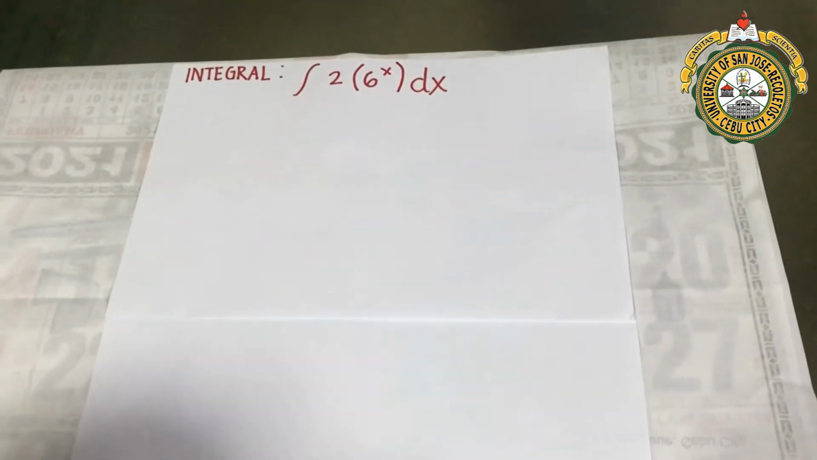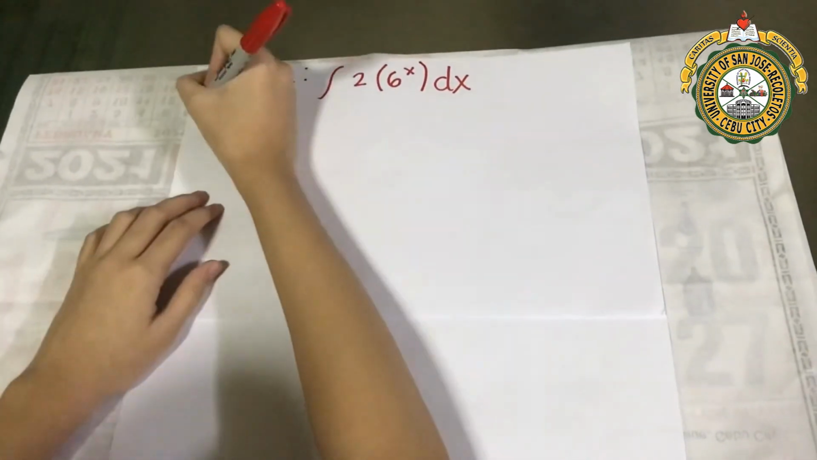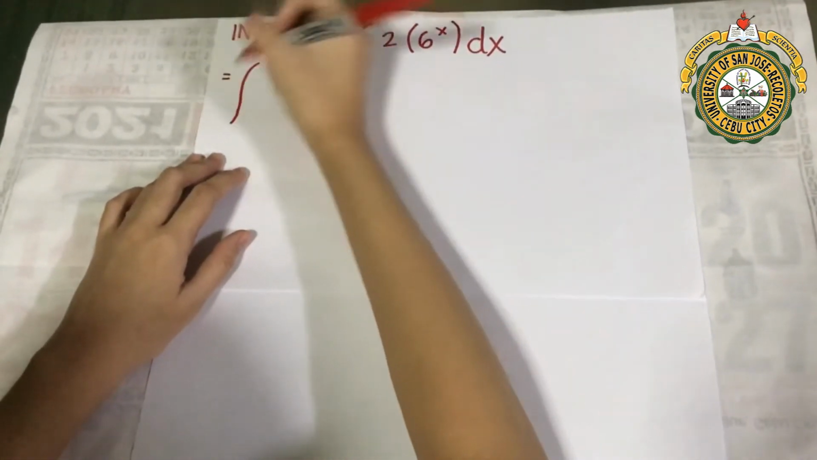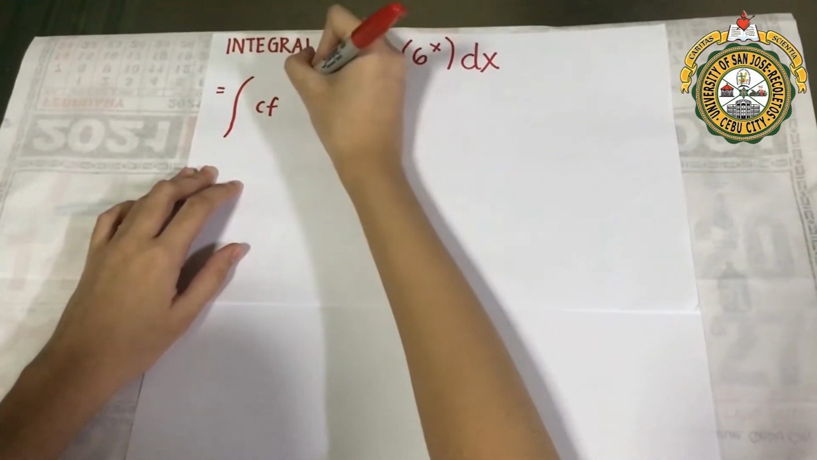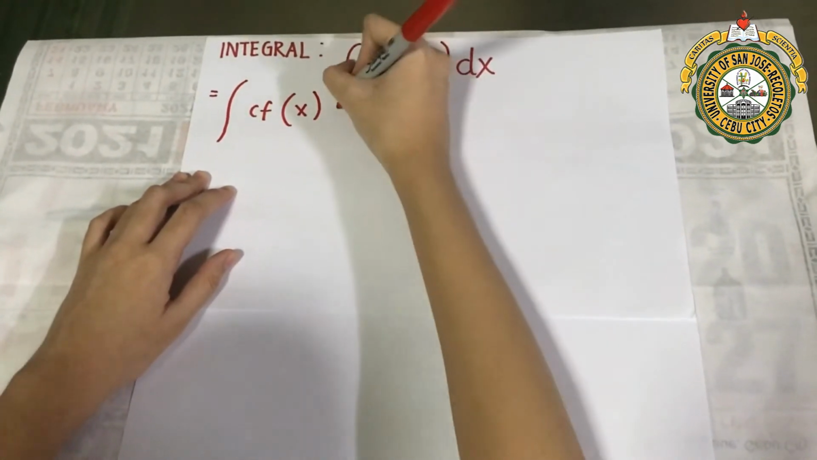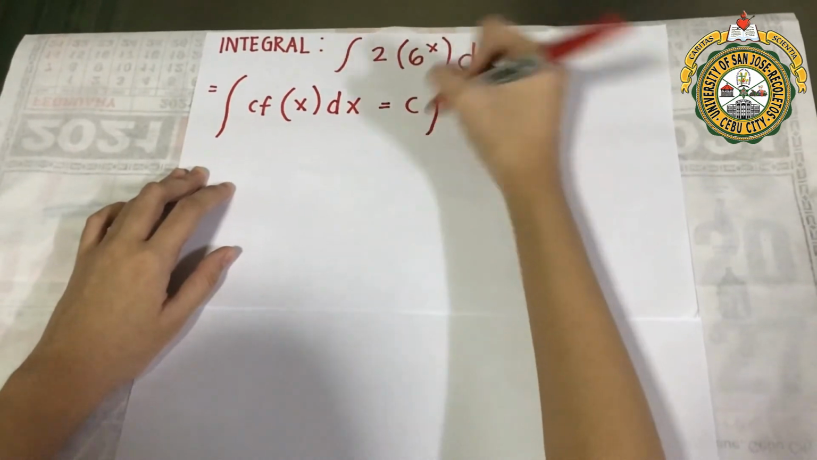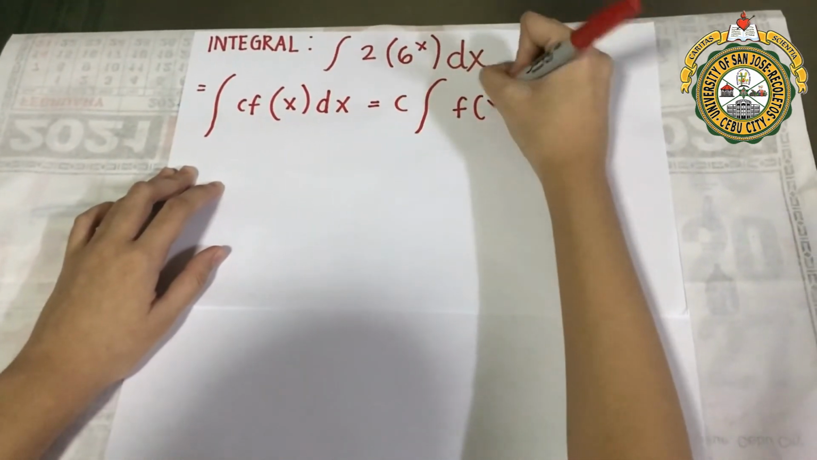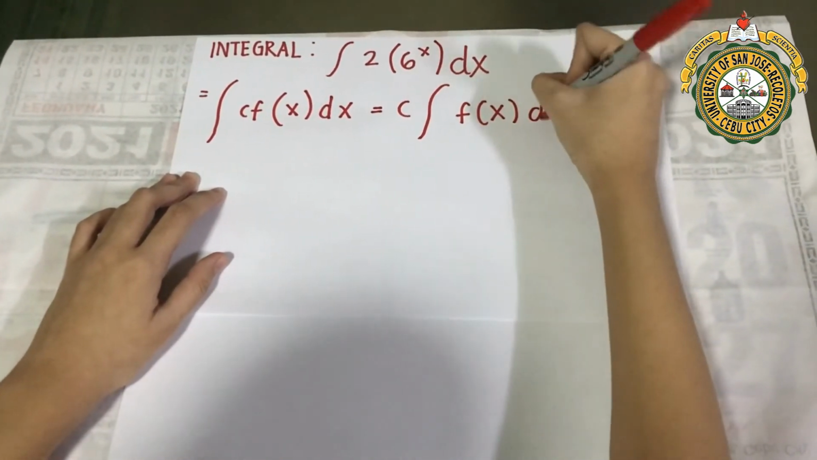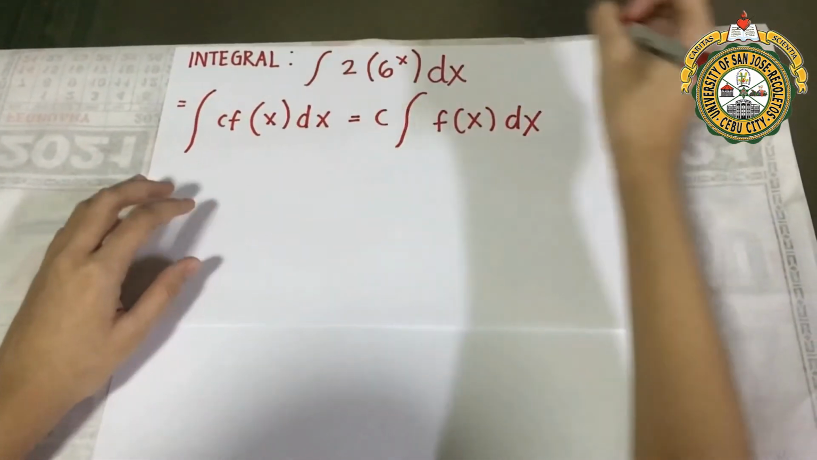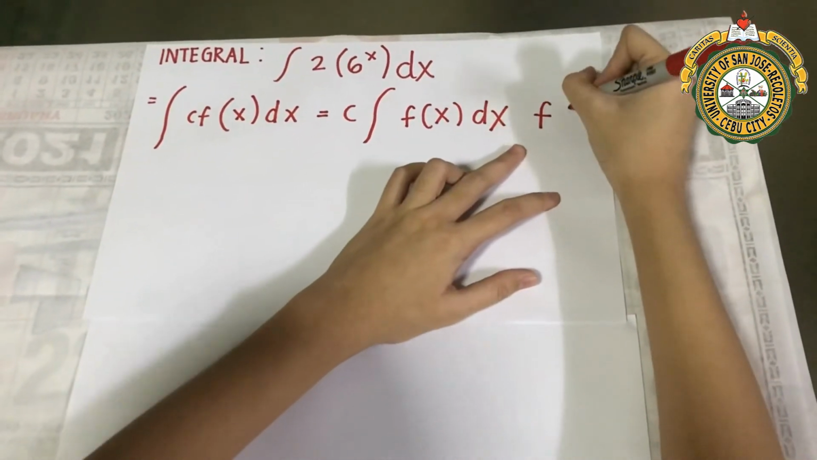So for the integral, we should find the integral of 6 raised to the power of x dx. So for the first step, that would be the application of the constant multiple rule. The constant multiple rule says that the derivative of a constant multiplied by a function is the constant multiplied by the derivative of the function.